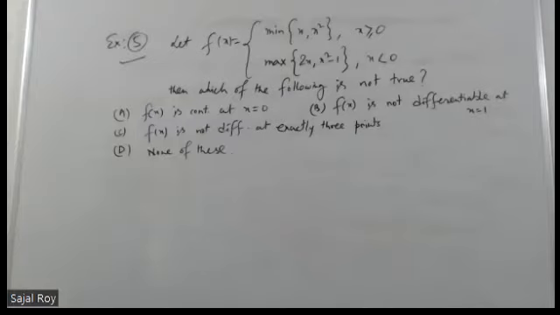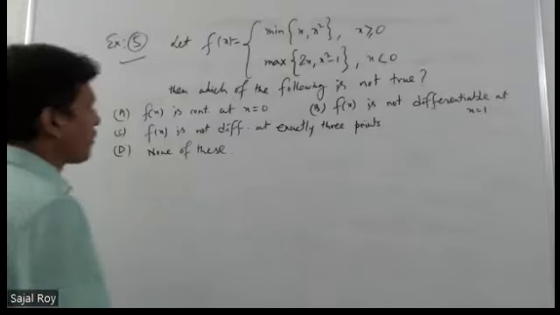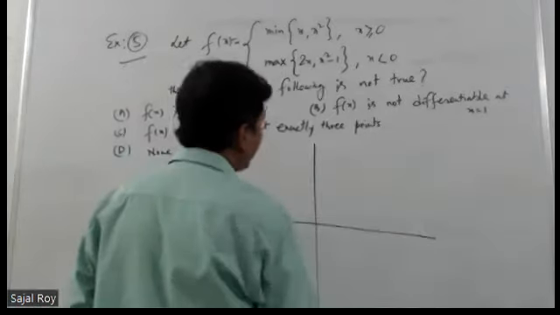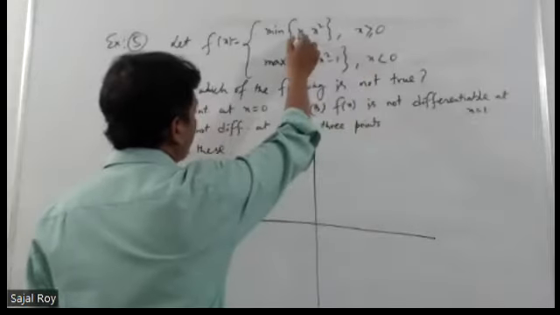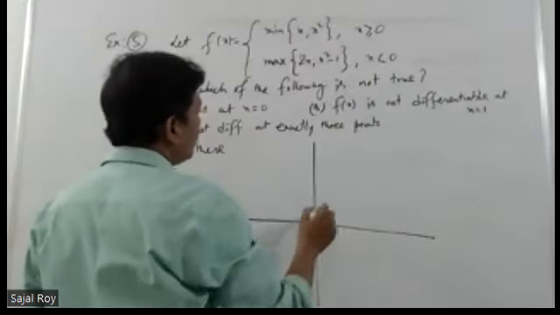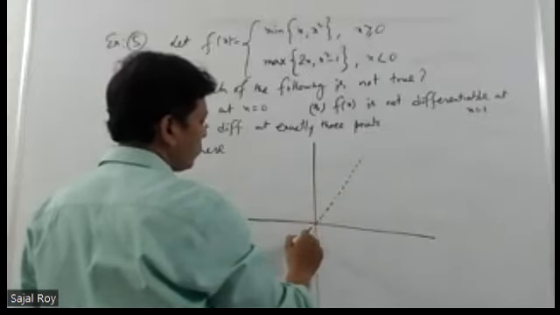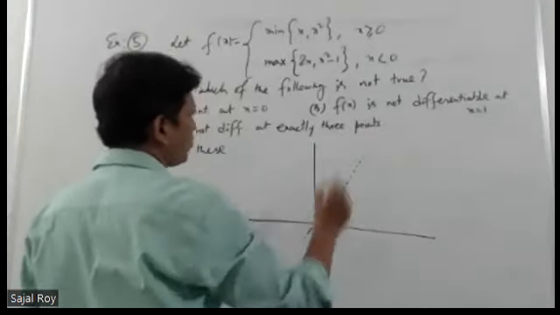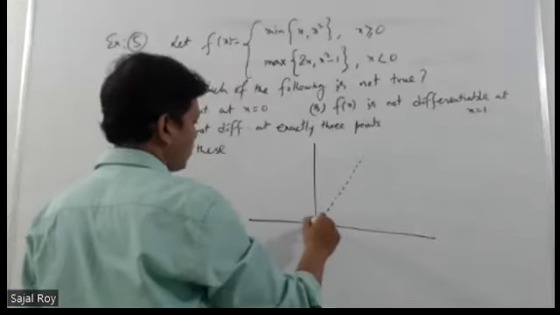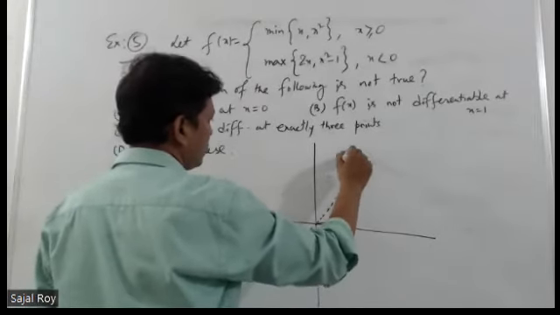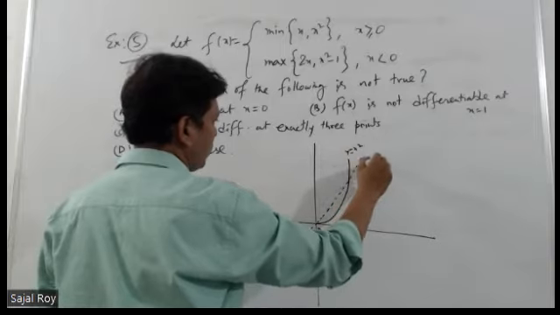Okay. So basically you have to draw the graphs. Let me take the region x greater than or equal to 0. You have x and x square. So this is y equal to x, and this is y equal to x square.